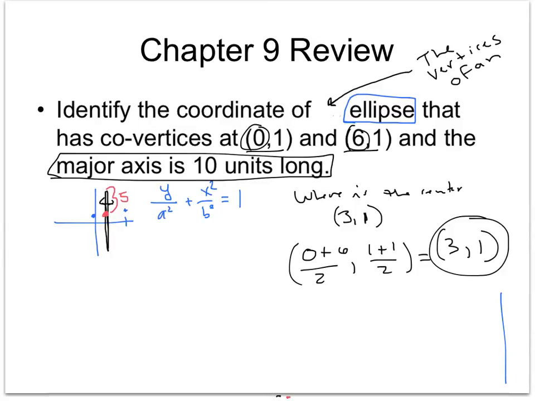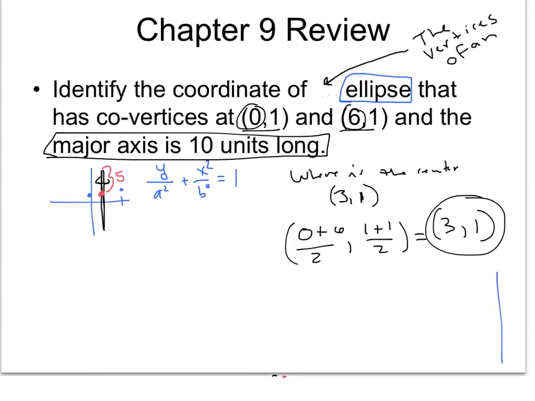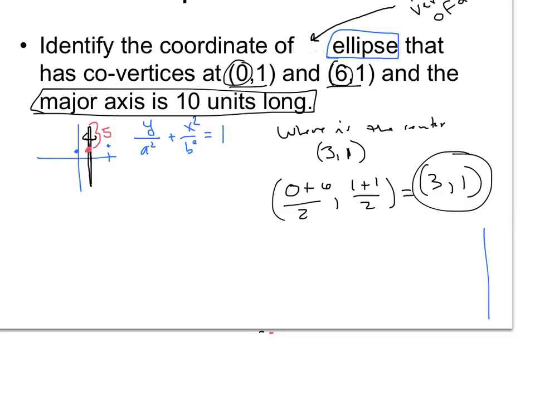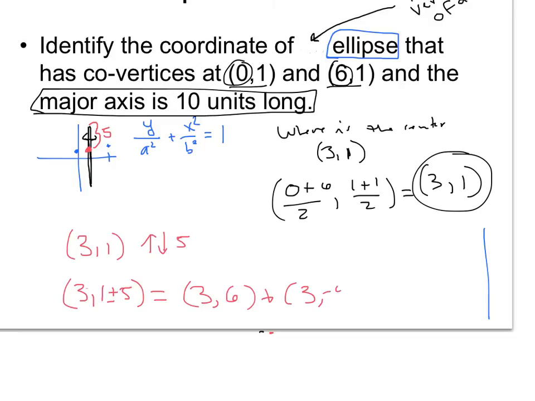So I'm not going to have an x change. So if my center is at (3, 1), I'm going to move up and down 5 units. So I'm going to take (3, 1) and add and subtract 5 to the y value. So I'm going to get coordinates of (3, 6) and (3, -4). And these would be the coordinates of my vertices.